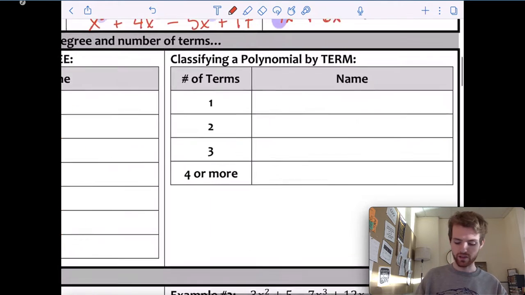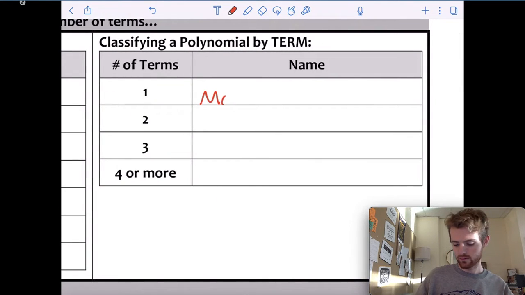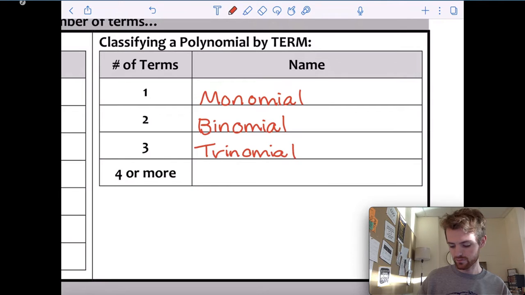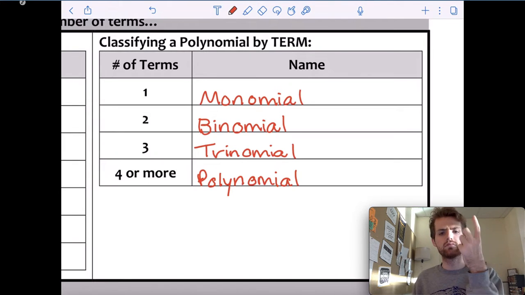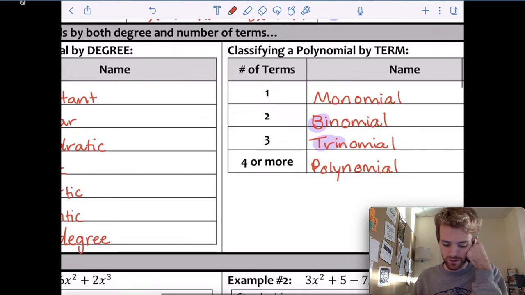For our terms, we have monomial, binomial, trinomial, and then 4 or more, we call it a polynomial. The classic question is, how many wheels does your bike have? Does it have one, monomial? Does it have two? Is it a bicycle, that prefix meaning two? Is it a tricycle? Are there 3 wheels? So on and so forth.